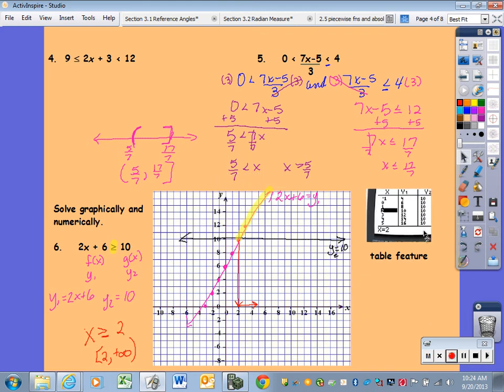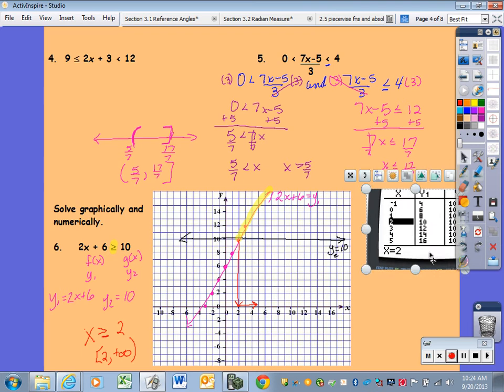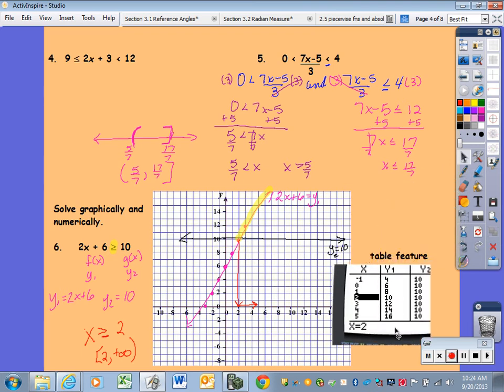Here's our table feature. I'm going to make it a little bigger. Right here is where I was exactly 10. I'm looking for bigger than 10. That happens there. That is these x values. So I'm going 2 and larger. 2 and larger. So again, I'm equal at 2 with the brace. Larger is towards positive infinity with a parenthesis.